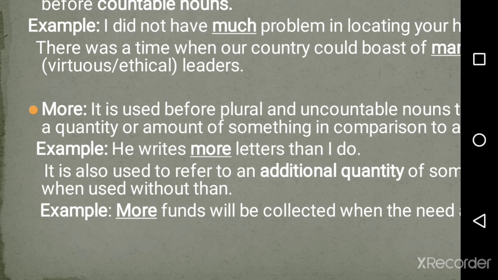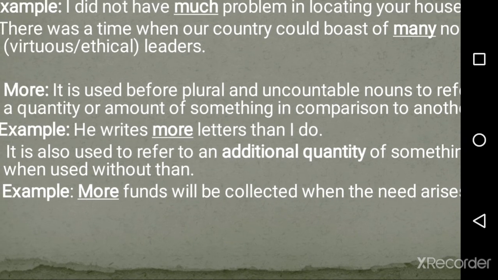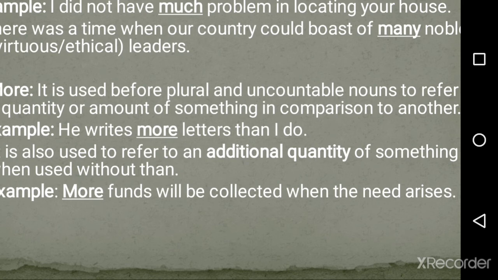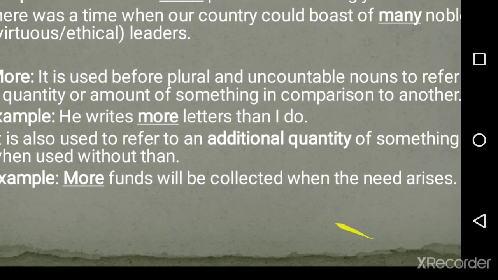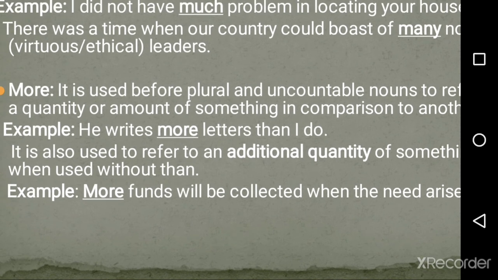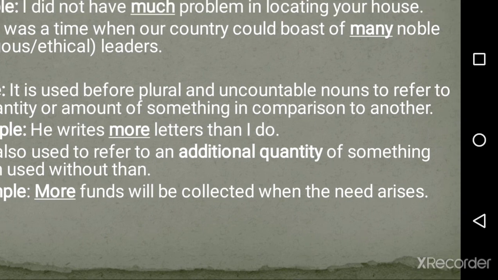The usage of more. More is used before plural or uncountable nouns to refer to a quantity or amount of something in comparison to another. More भी quantity के लिए लगता है. For example, he writes more letters than I do. Or you can say, I want more rice. It is also used to refer to an additional quantity of something when used without than. For example, more funds will be collected when the need arises.